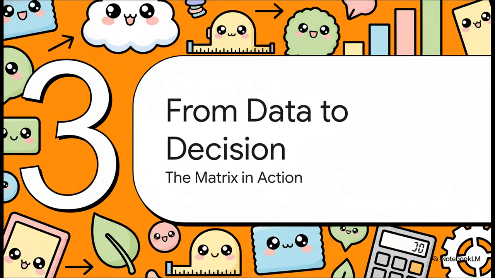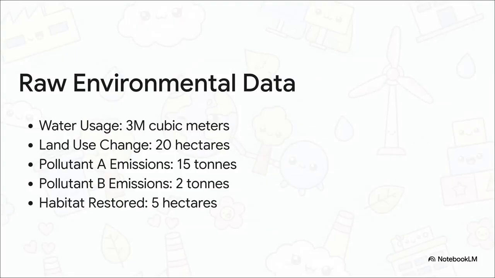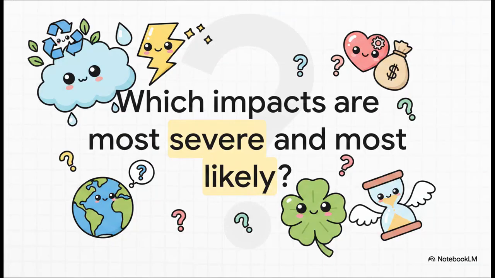Okay, so this is where the rubber meets the road. Let's see how these two ideas, measurement and materiality, actually work together to turn all that raw data into a real strategic tool you can use. So just imagine a company has collected all this data. You've got water use, land use change, emissions, even some good news like habitat restoration. Right now, it's just a jumble of numbers. It's really hard to know where to even begin. To make any sense of this list, you've got to ask two really important questions that cut right to the heart of materiality. First, how severe is each of these impacts? And second, how likely is it to have a major effect on the environment or on the business itself?